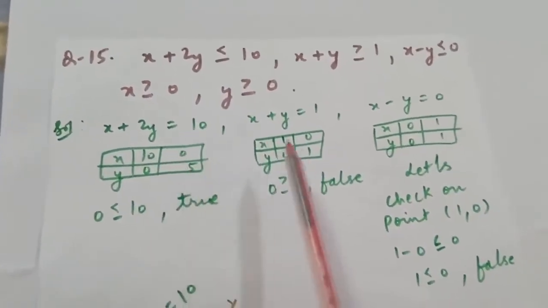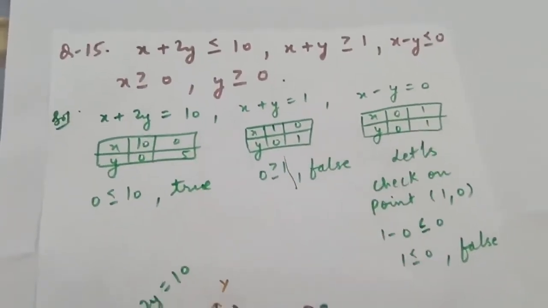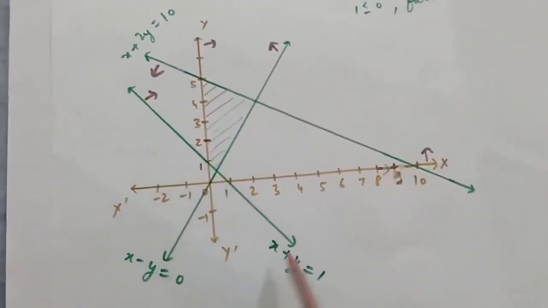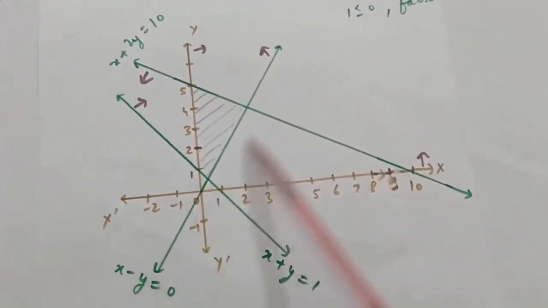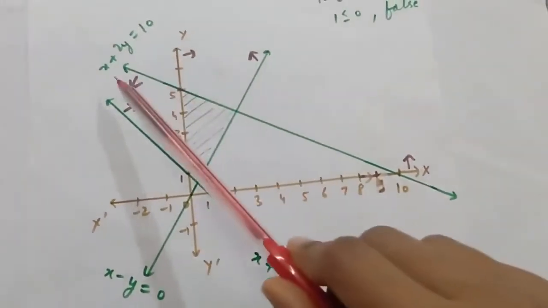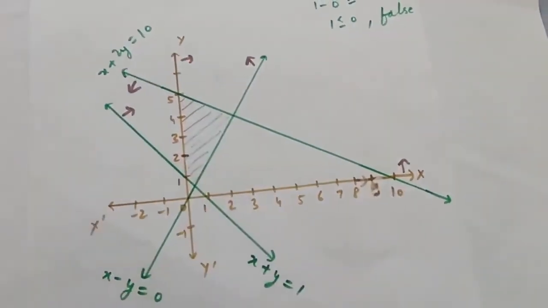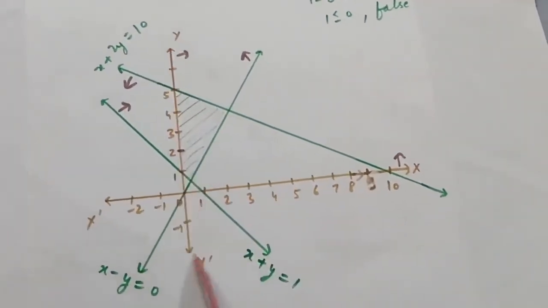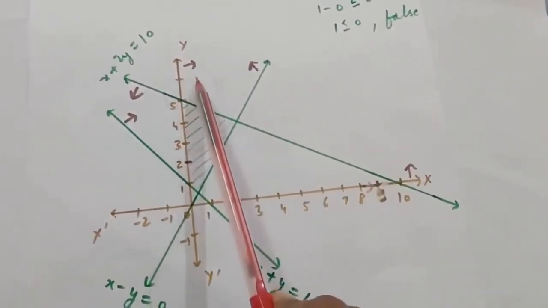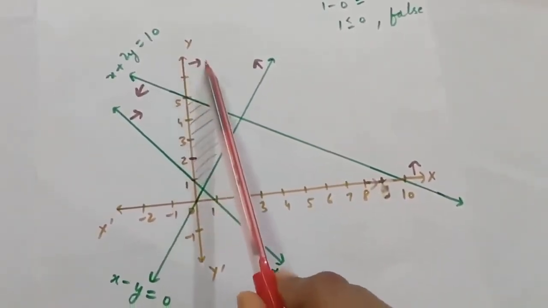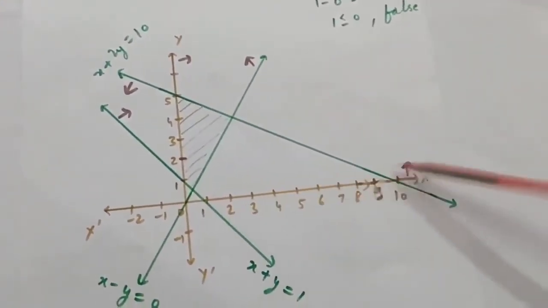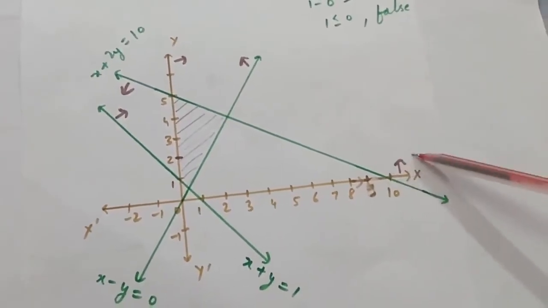Now I have taken these two points. You can take any points. So we have drawn these three lines. This is x plus y equal to 1. This is x minus y equal to 0, and this line is x plus 2y equal to 10. Also this is the line x equal to 0, and this is the line y equal to 0. As it is given that x is either equal to 0 or greater than, therefore arrow will be on this side. Y is either equal to 0 or greater than, so arrow will be on this side.